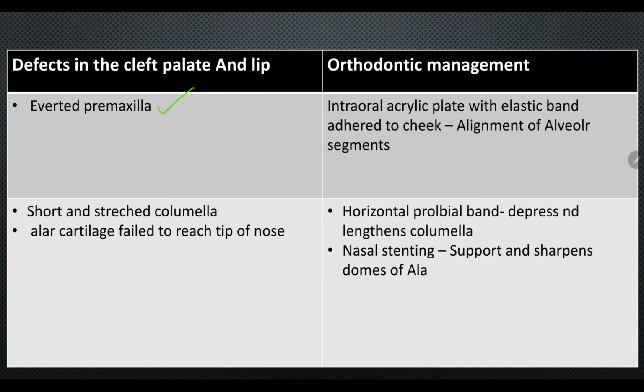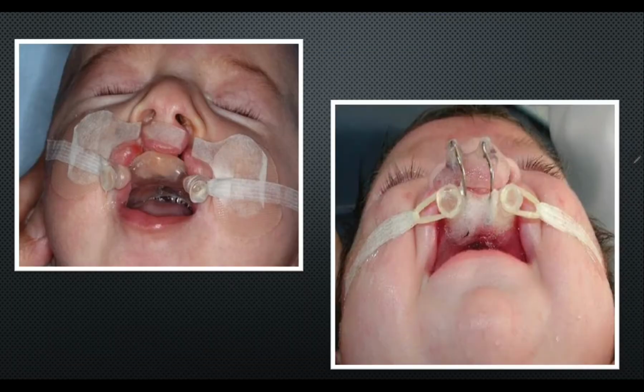What is happening is there is an everted premaxilla. In an everted premaxilla there is malaligned or misaligned dentition, right? So to prevent that, we use an intraoral acrylic plate. Then there is a short and stretched columella, so to lengthen it we give a horizontal prolabial band. And then the LR cartilage fails to reach the tip of the nose. For that we give nasal stenting. Let us see this in the next picture.